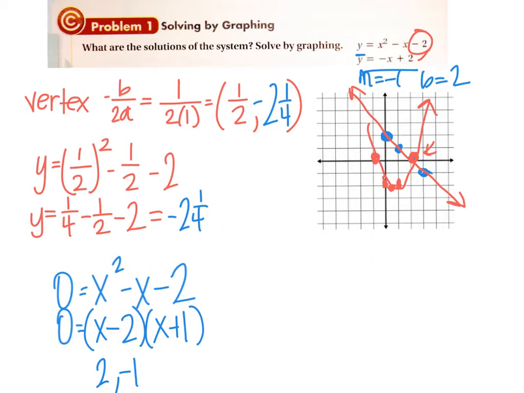So one of the solutions is going to be (2, 0). Now my other solution is going to be up here somewhere. And if I had drawn my line a little better, it would have went this way. And if I draw my parabola out, I think it looks like they're going to cross right here. So that's going to be the point (-2, 4).